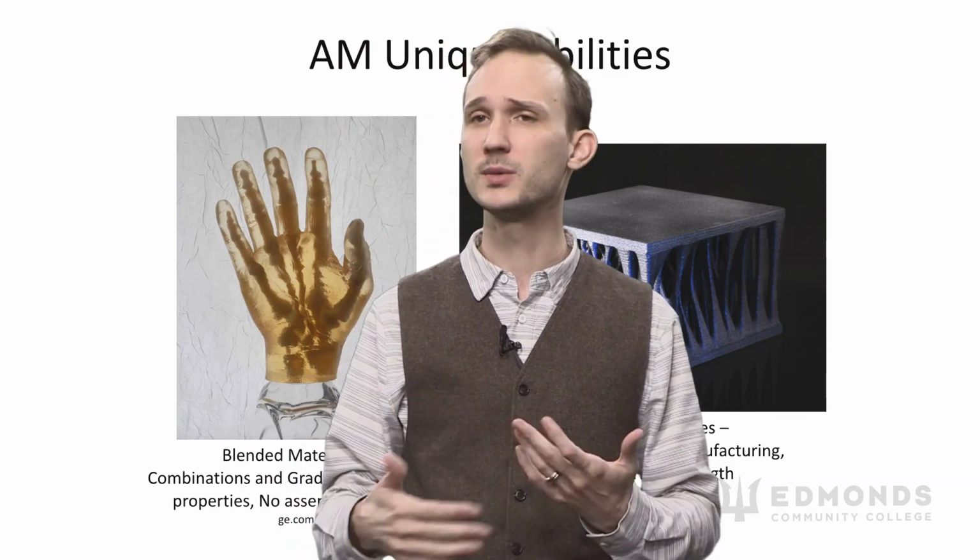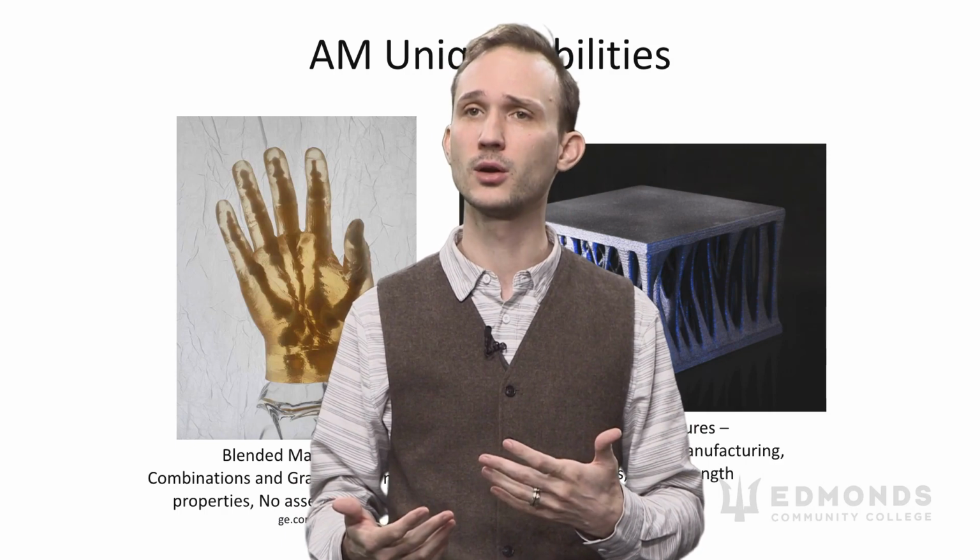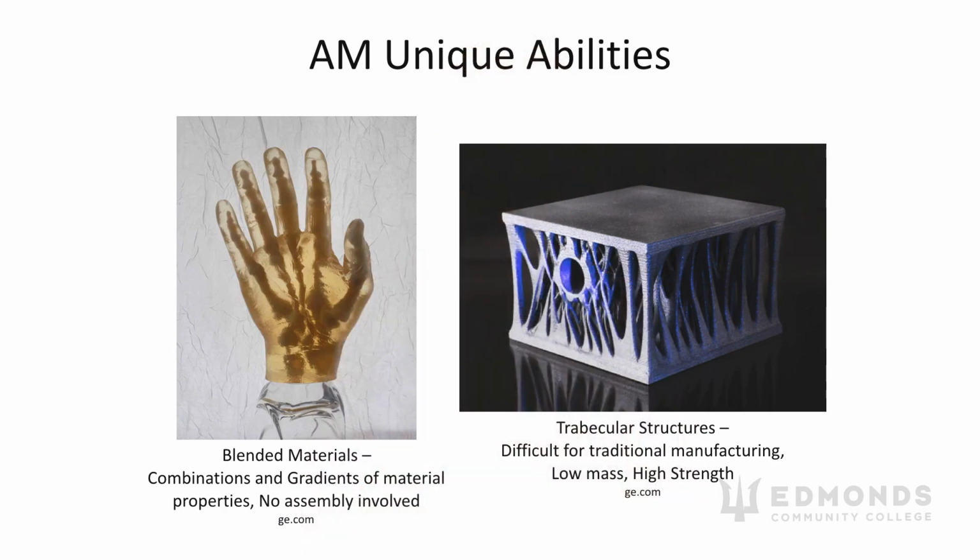We can also blend materials in a way that we can't with other manufacturing techniques. And because we can blend materials, especially with more advanced techniques like droplet printing, we can blend materials together at the level where we get a gradient between different material properties in different locations.